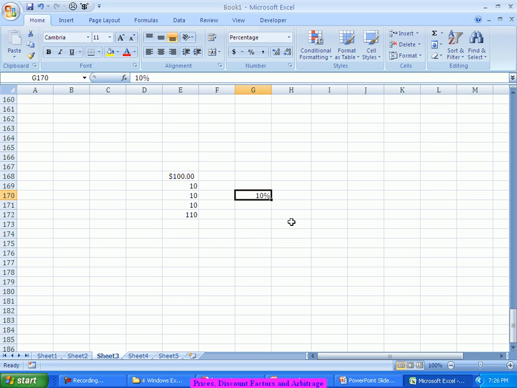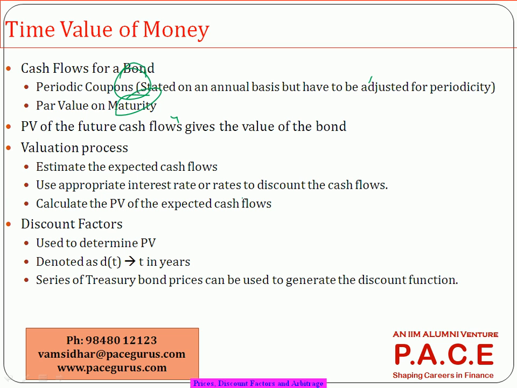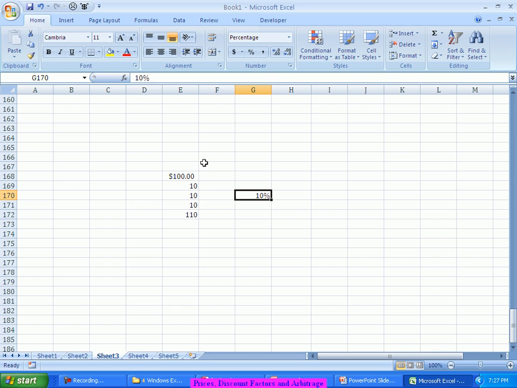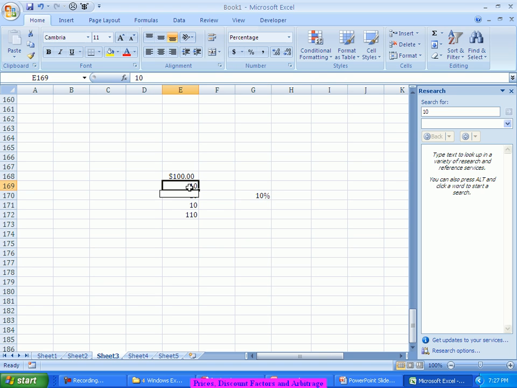But by predicting these two, we can find out the value of the bond by simply finding out the present value of all these future cash flows using this particular rate of return. That is the valuation process. Now, when I am talking about the present value, we are discounting each of these cash flows, right? We have to discount each of these cash flows.